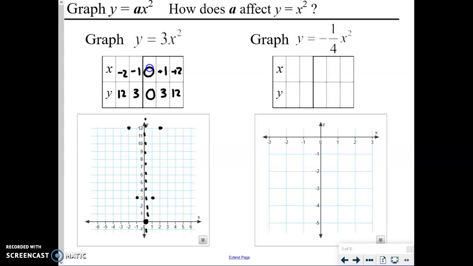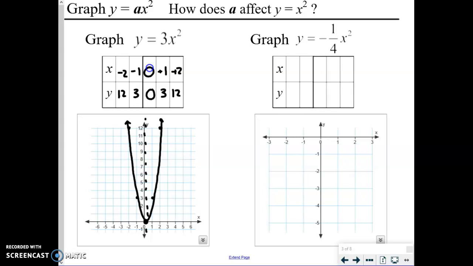So again, as you can see, that's far steeper than the parent graph as it comes down, through, back up, and we go from there. So in this case, you can see if a is greater than 1, our graph becomes much steeper than its parent graph. But now let's take a look over here at the next one. It's y equals -1/4 x squared. Now in this case, we're using a fraction for a and it's negative.